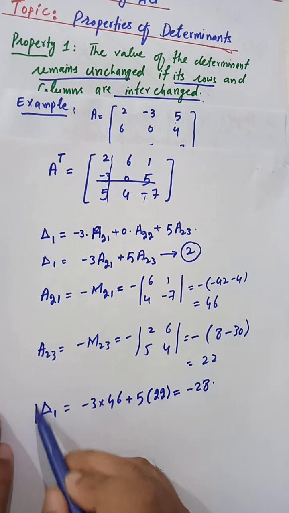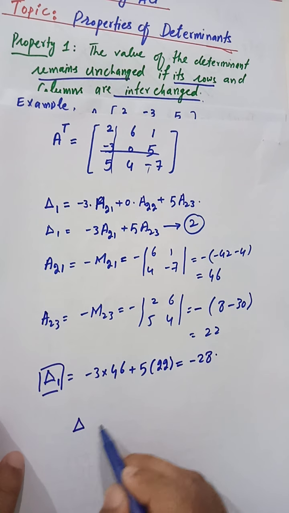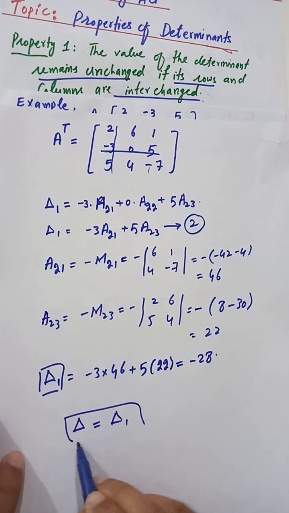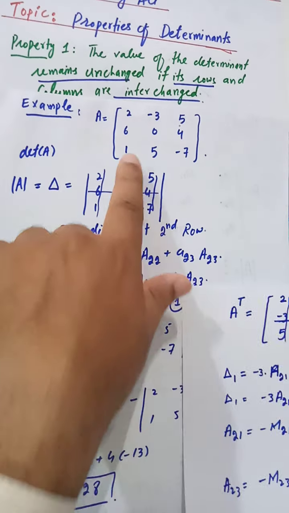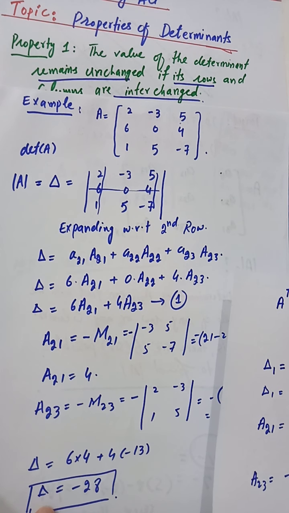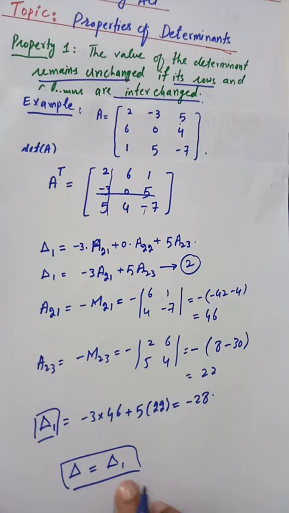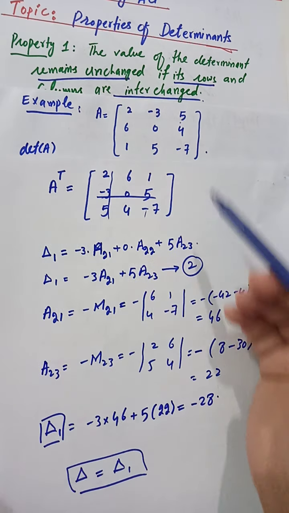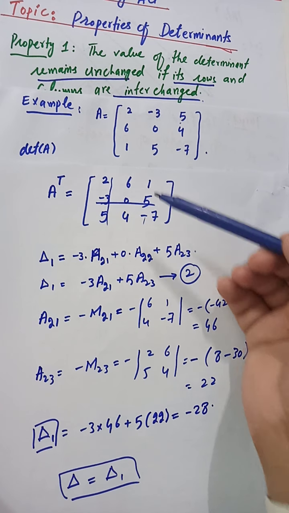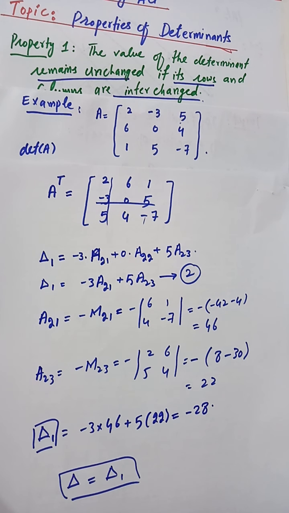So you see that delta and delta 1 are equal. Delta is the determinant of this matrix. You see it from here. And delta 1 is the determinant of this matrix. So you see that these two matrices are actually, the rows and columns are interchanged. So remember, whenever rows and columns are interchanged, the value of the determinant of such matrices will remain unchanged. This is property number 1.